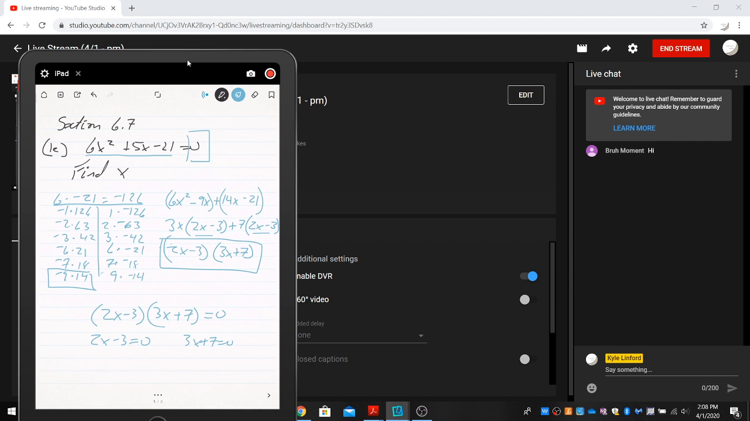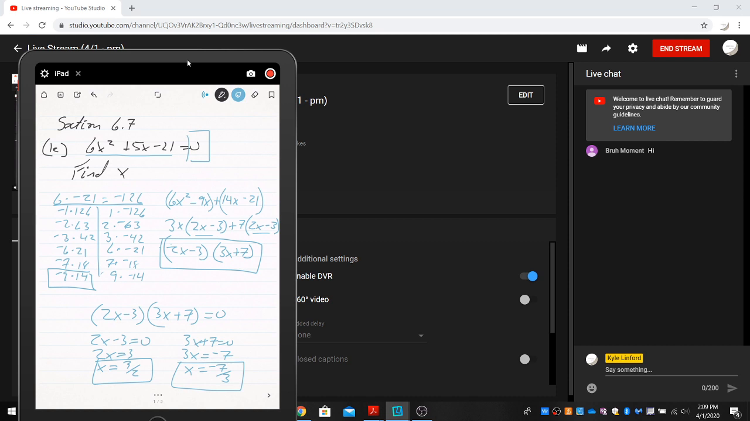Now let's solve for x in each situation. 2x equals 3, x equals 3 halves. Over here, 3x equals negative 7, x equals negative 7 thirds. These are the two answers that we will get for the first problem in our exit ticket: 3 halves and negative 7 thirds. So what we're saying here is these are the two possible solutions that could get us 0.